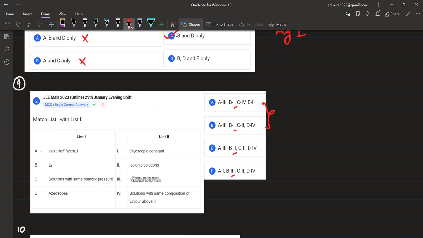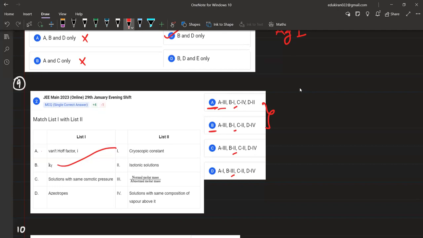बी को देखिए, आप बी का क्या ऑप्शन होगा? के एफ इज वॉट? के एफ इज क्रायोस्कोपिक कॉन्स्टेंट है. अब उसके बाद आप देख लीजिए, ए को नहीं देखना है यहाँ पे. ठीक है ना, बिकॉज अब आपके पास दो ही ऑप्शन है, ऑप्शन ए और ऑप्शन बी. सो यू डोंट हैव टू लुक एट दी ए, क्योंकि ए में दोनों सेम है.